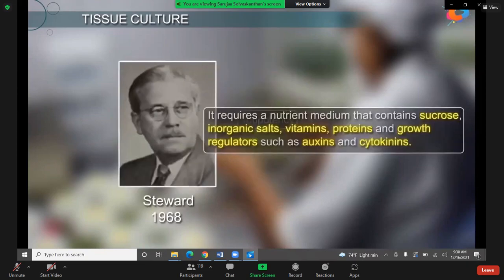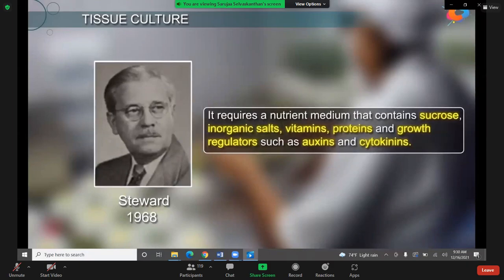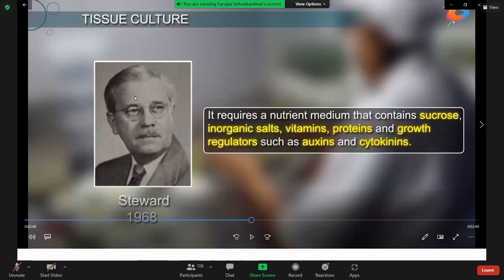Totipotency requires a nutrient medium that contains sucrose, inorganic salts, vitamins, proteins, and growth regulators, such as auxins and cytokinins. Totipotency means from any part of plant can be propagated as a whole plant. That is, each and every cell has the potential to produce a whole plant, right?